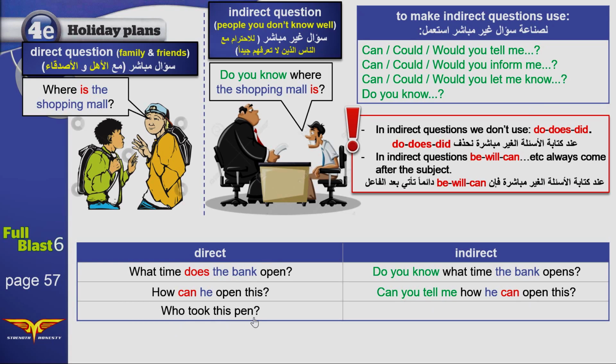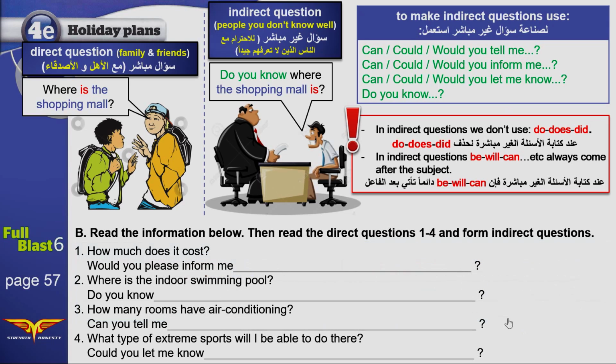3. Who took this pen? Interesting. We have no subject and we have no verb be, can, do, does. What we will do is just copy one of these phrases and copy everything as it is without making any changes. Would you inform me? Who took this pen? We just copied everything. Now, let's read the information and read the direct questions, and then you will have to form the indirect questions. Now please, stop this video now. Try writing the indirect questions yourselves, and then continue this video to check your answers.